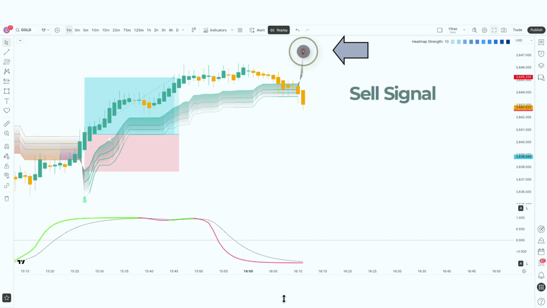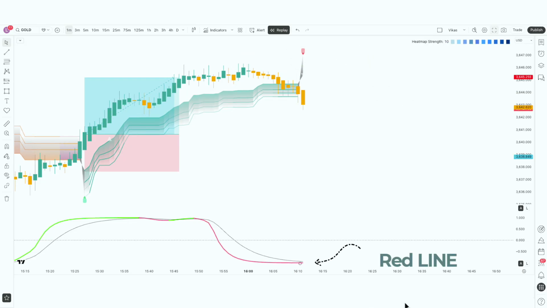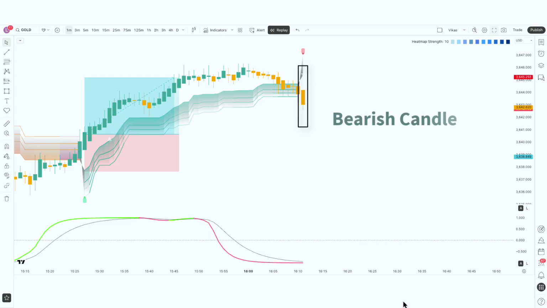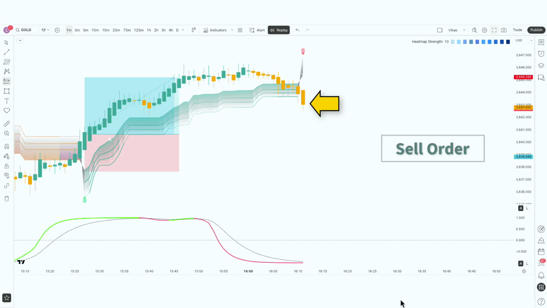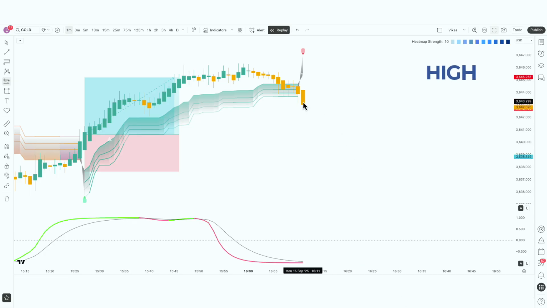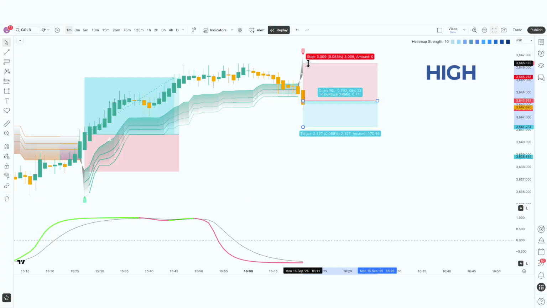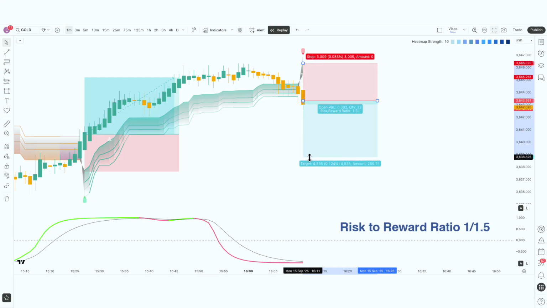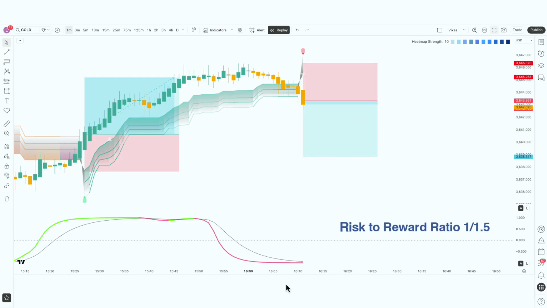Here the heat map trailing stop circle of this indicator is sell signal. Here the normalized smoothed red line. Here market has made a bearish candle to give confirmation. So all our conditions are being fulfilled, so we are placing an order to sell. Our stop loss is to be placed at the previous high of the market, and the risk to reward ratio will be 1 is to 1.5.